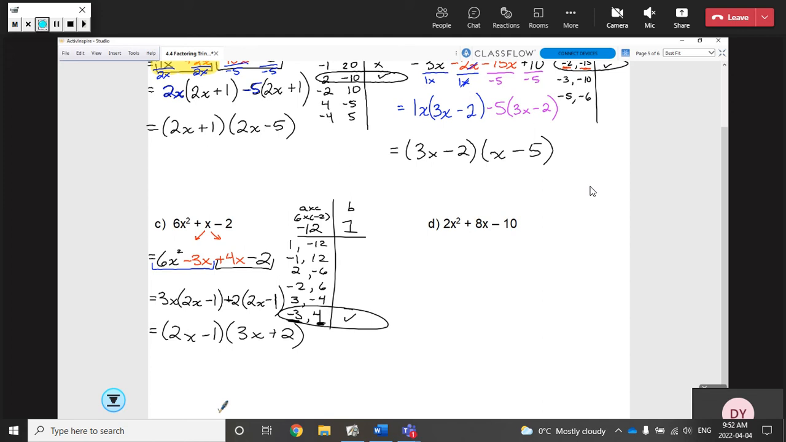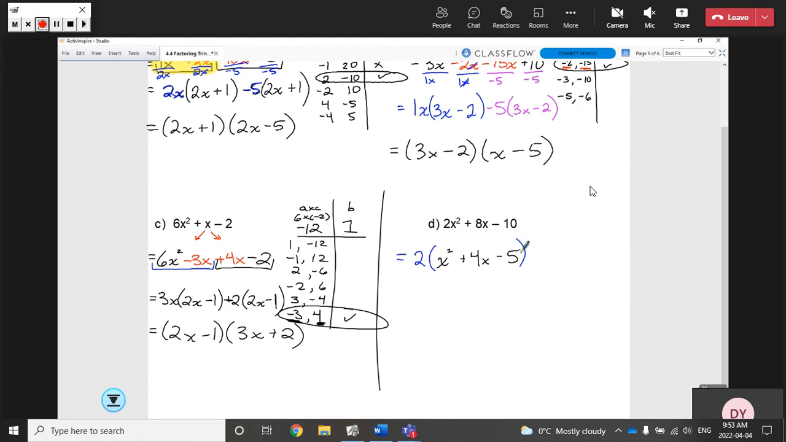Okay. Last one here on this kind of a trick. Do you see why it's tricky? The first question we have to ask ourselves when we're factoring is, is there a greatest common factor? And if you look closely, there is. The greatest common factor here would be 2. So when we common factor out a 2, we are left with x squared plus 4x minus 5.